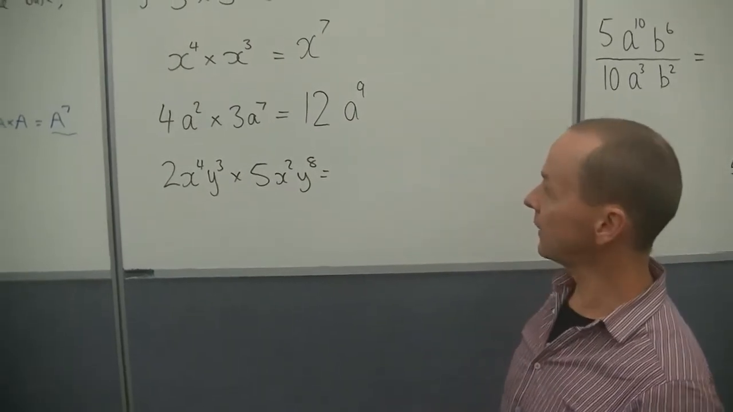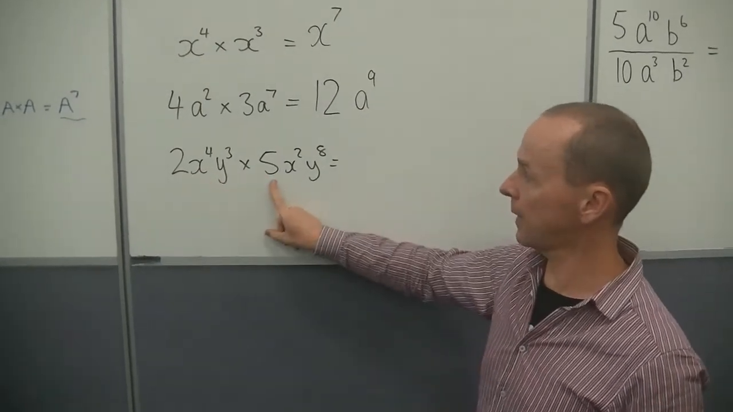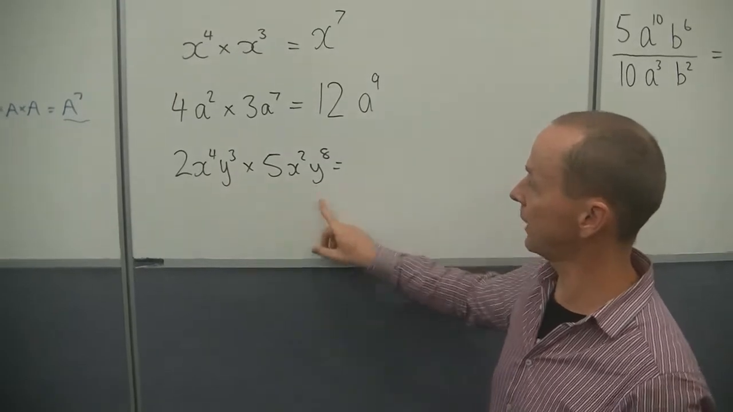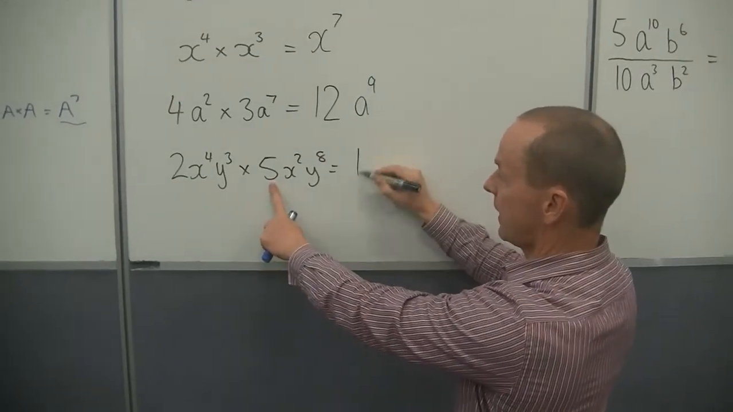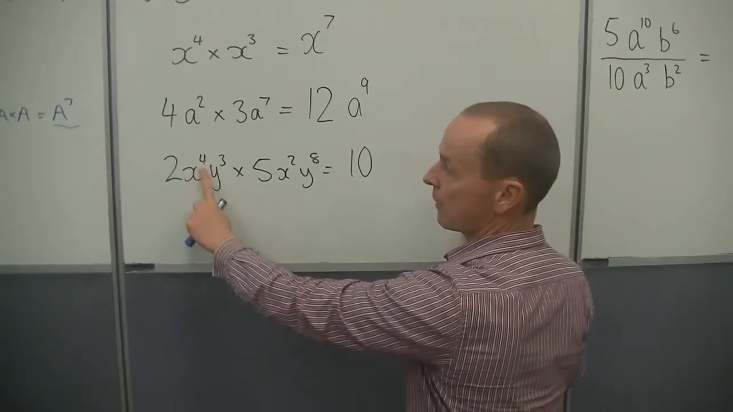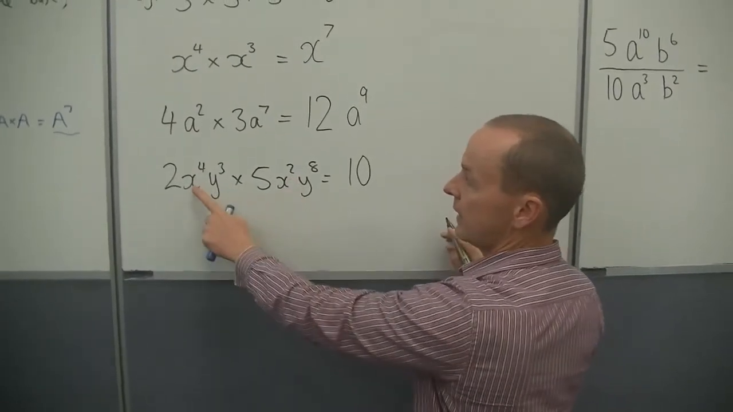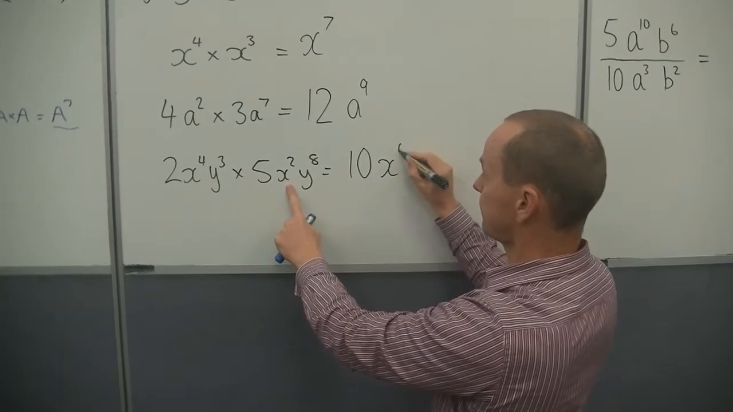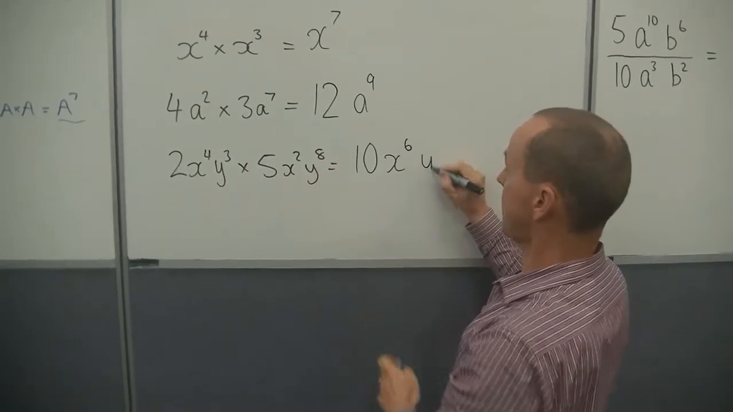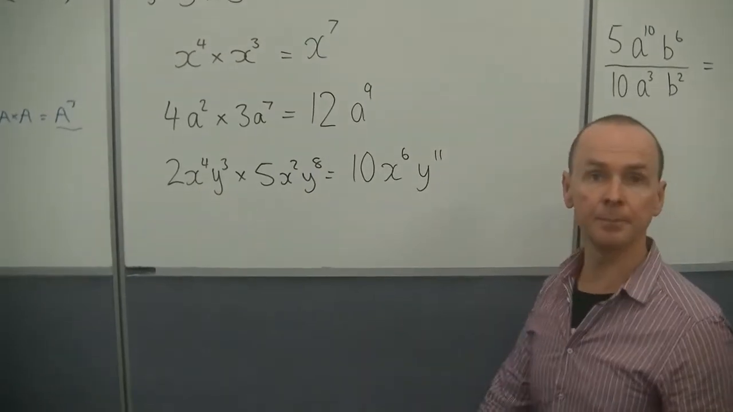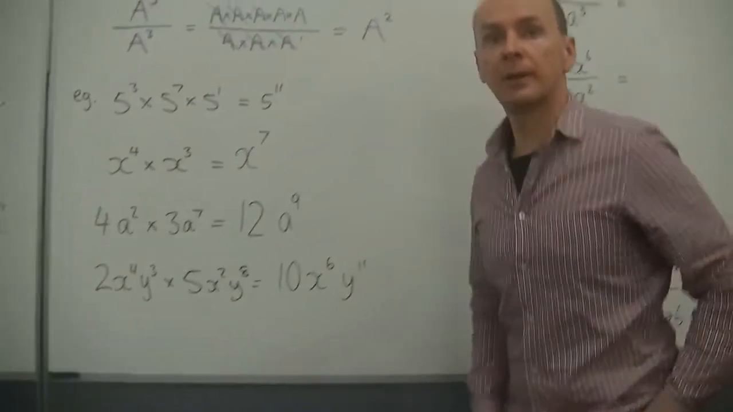Excellent. And the last one, this time we've got a normal number, we've got x terms and y terms. So we do them all separately. 2 times 5 is 10. X to the power of 4 times x squared is x to the power of 6. Y cubed times y to the power of 8 is y to the power of 11. And we're done. Great job.